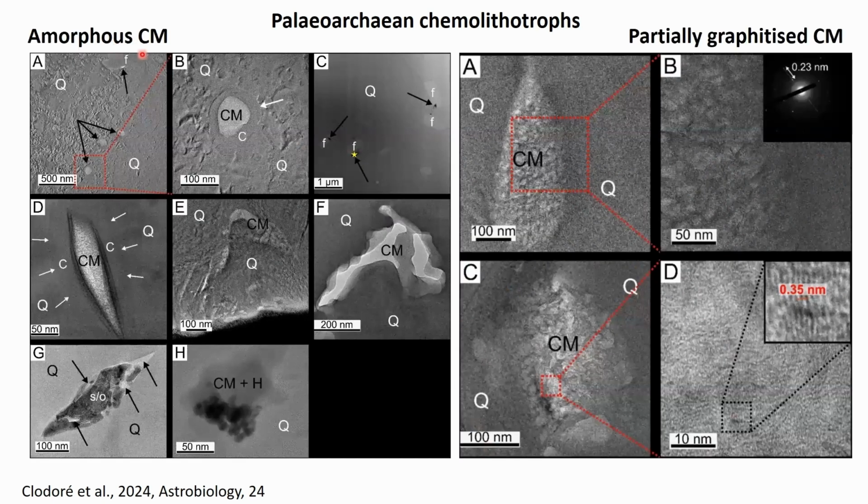Using transmission electron microscopy to look at the carbonaceous matter, she was able to determine that there were two types of carbonaceous matter: amorphous carbonaceous matter, as well as partially graphitized organic carbonaceous matter, that we can see here with the diffusion spectra.